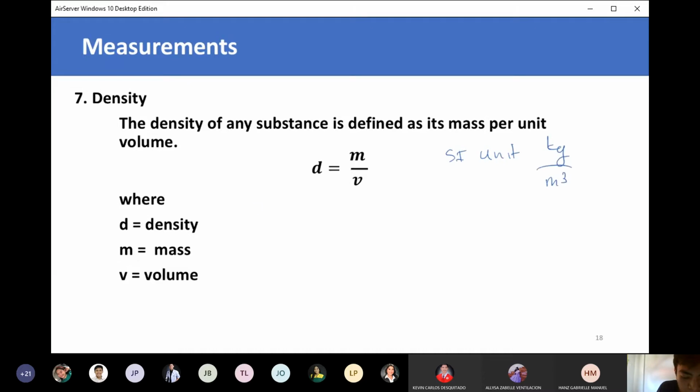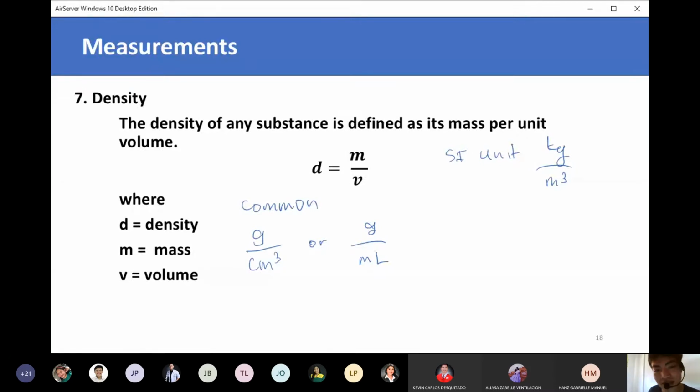No? So any volunteers? Bakit kaya? No? Why is the SI unit for density kilogram per cubic meters? Bakit kaya? Sige, ako na lang sasagot, no?